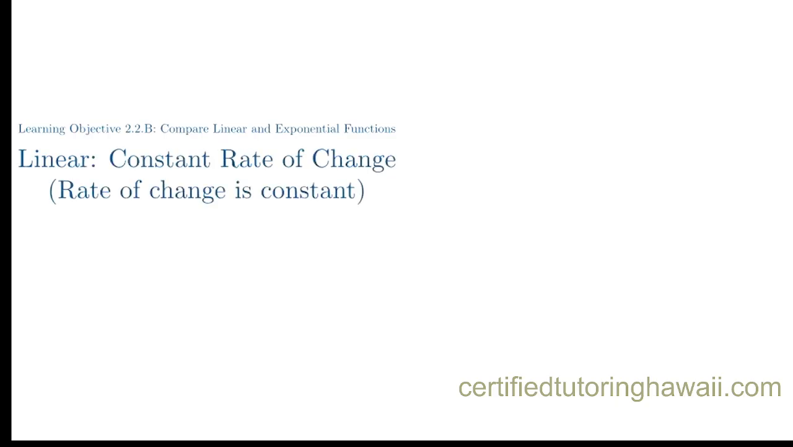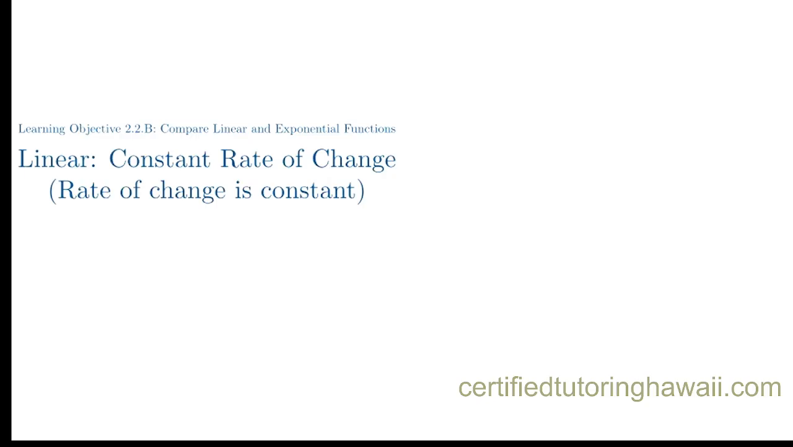Now, let's achieve our second learning objective, comparing these functions. We'll now compare linear and exponential functions. The core difference lies in their rate of change. Linear functions have a constant rate of change. This means that for every unit increase in x, the value of the function changes by the same constant amount. Exponential functions, however, have a constant proportional change. The amount of change is not constant, but the factor by which the function changes is constant.